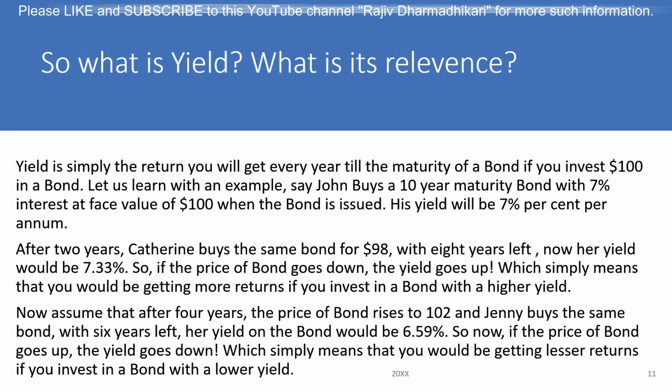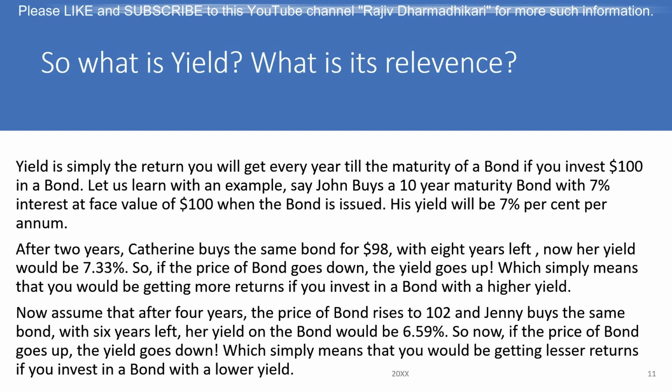So what is yield? What is its relevance? Yield is simply the return you will get every year till the maturity of a bond if you invest $100 in a bond. Let us learn with an example. Say John buys a 10-year maturity bond with 7% interest at a face value of $100 when the bond is issued. His yield will be 7% per annum. After 2 years, Catherine buys the same bond for $98, with 8 years left. Now her yield would be 7.33%.